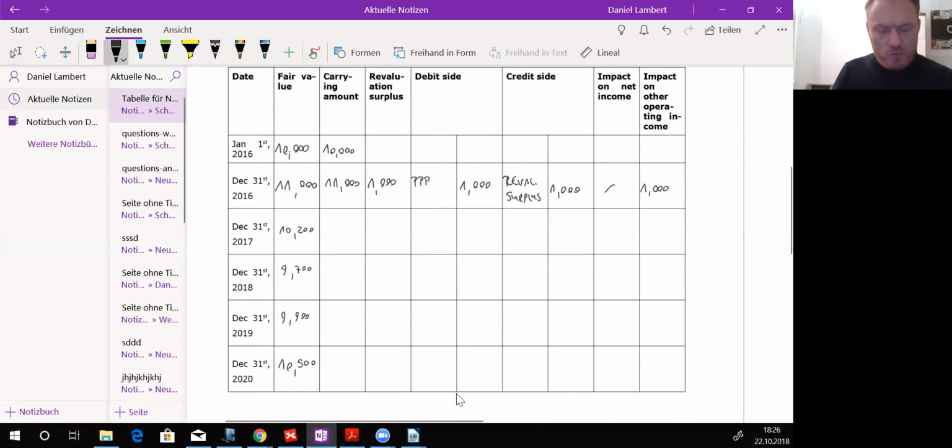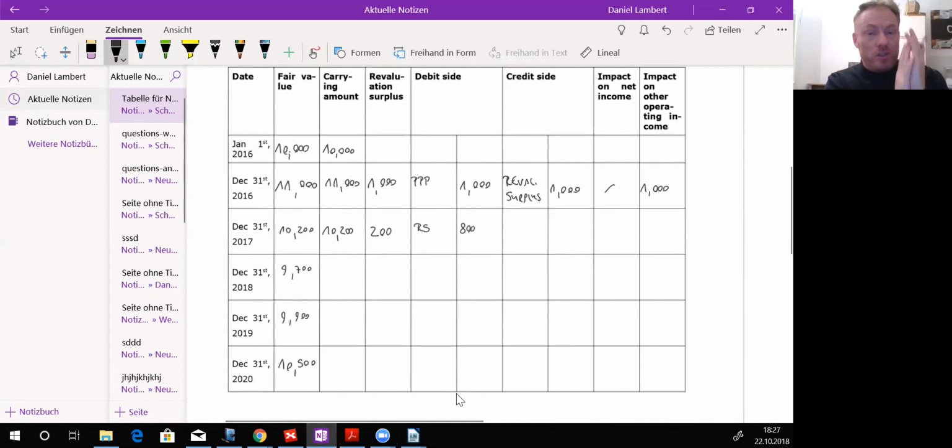So what are we going to do? We're going to put it to 10,200. The revaluation surplus has to go down as well, from 1,000 to 200, which means it sinks by 800. And that means, again, that revaluation surplus is going to be touched on the debit side. Revaluation surplus, of course, is part of the balance sheet, part of the right-hand side of the balance sheet. And where do the right-hand side accounts on the balance sheet go down? They go down on the left-hand side.